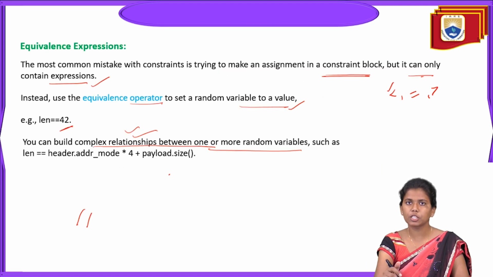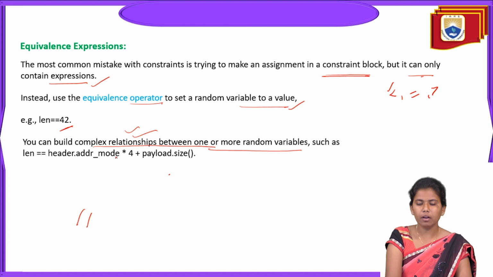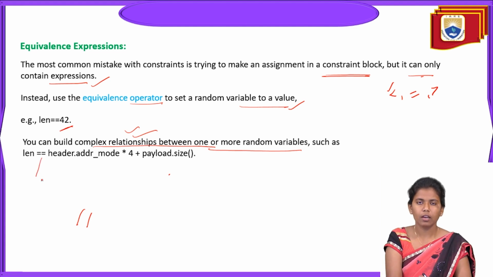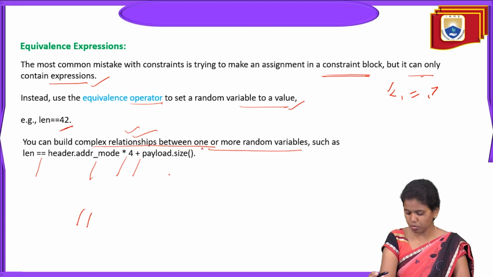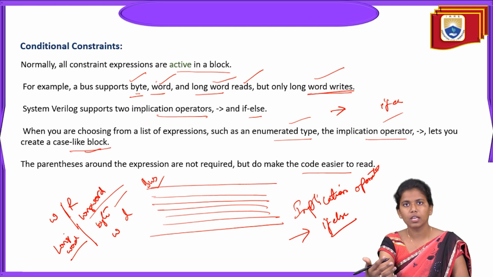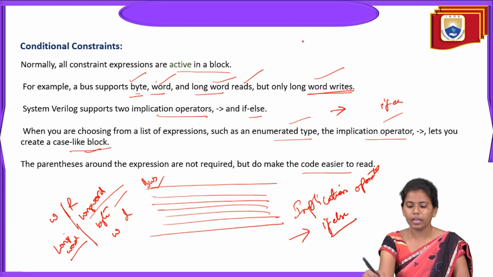Then coming to equivalence expressions, we can also make use of random variables. Here we can see that complex relationships between two or more random variables can be achieved. So here you see double equals to, underscore, multiplication and addition, so complex relationships can be considered between one or more random variables. And then we considered the conditional statements. In conditional statements, if you want to know whether the given code is true or false, then obviously we have to go with the if else statement.